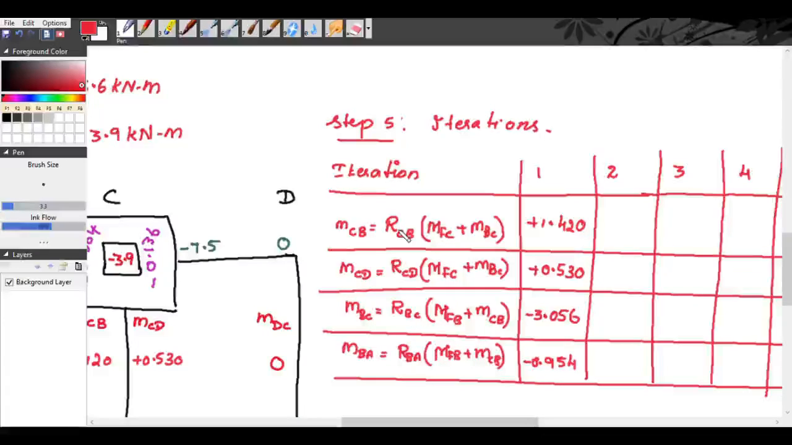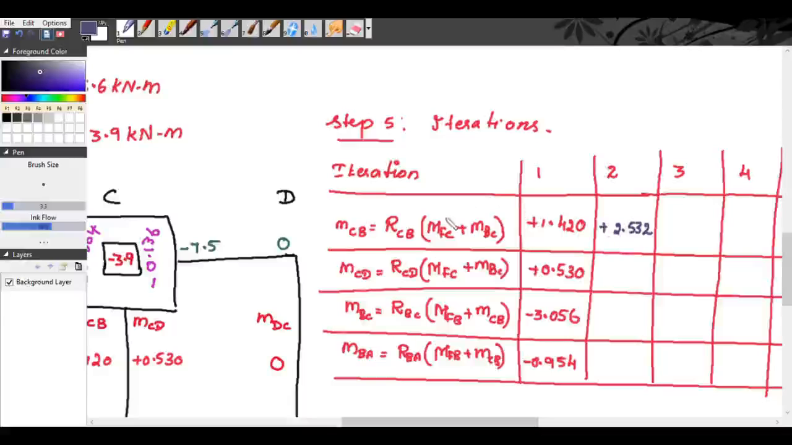For the second iteration, RCD is the same, MFC is the same. Only MBC changes. You have to use MBC equal to what you found at the last, that is minus 3.056. So for the second iteration, we get MCD as plus 2.532. All the remaining things remain the same, MFB is the same, and only MBC changes.